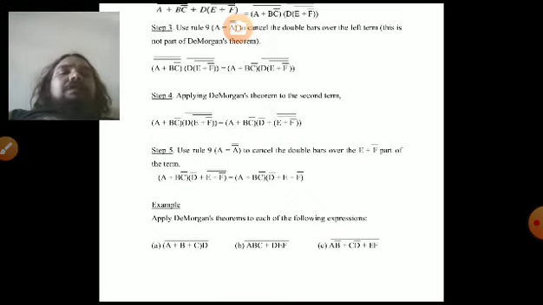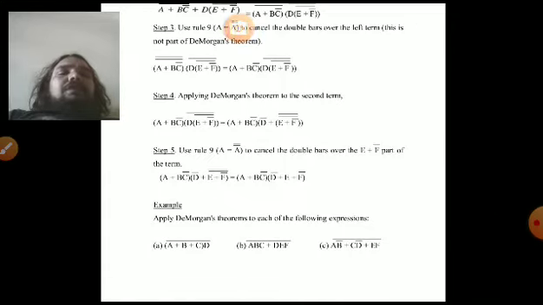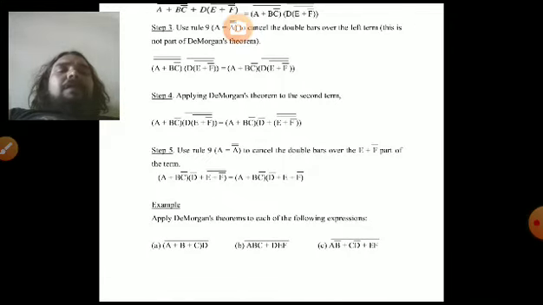Next, this is how we have to do the simplifications. Example for the De Morgan's theorems, simplify each of the following expressions. That is, first one is a plus b plus c into d whole bar. Second one, a b c plus d e f whole bar. Third, a into b bar plus c into d bar plus e into f whole bar.